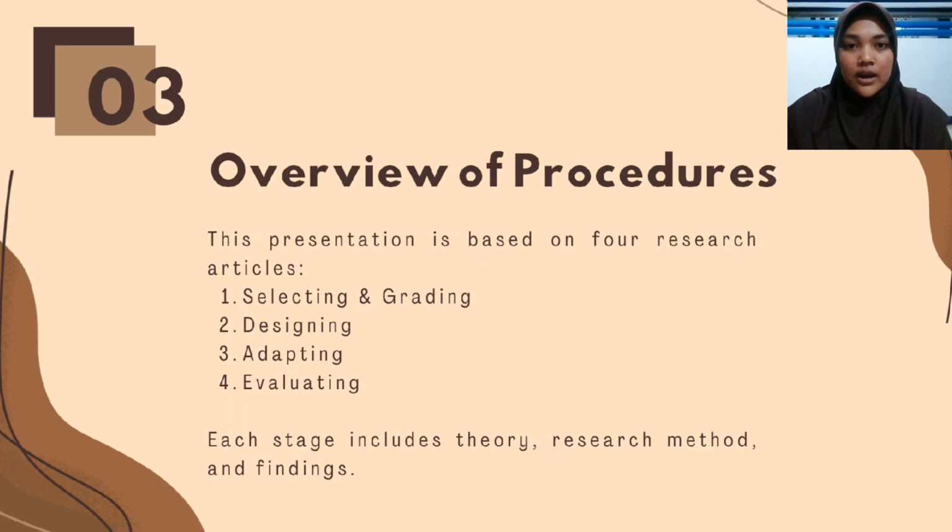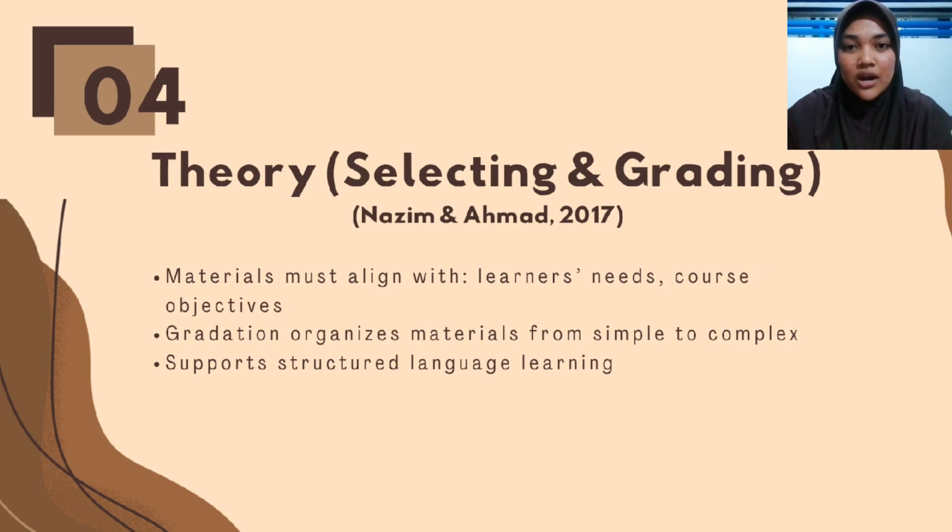In general, there are four main steps in developing English materials. They are selecting and grading, designing, adapting, and evaluating. These steps are connected to each other and work together to produce better learning materials. Let's start with the first step, which is selecting and grading.